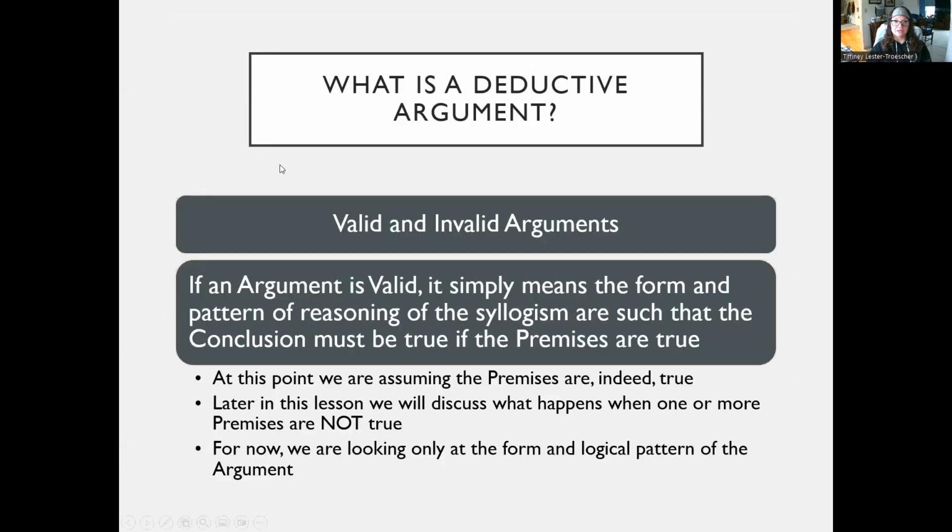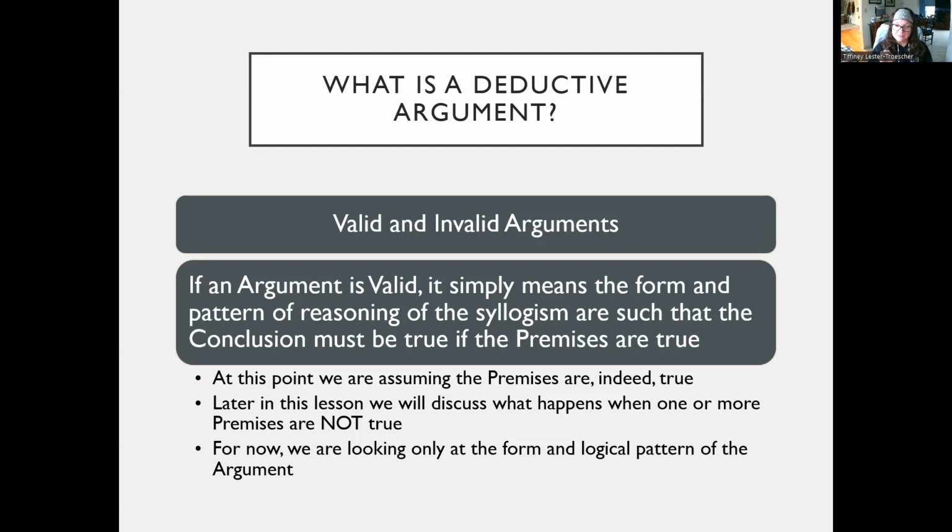So the first thing we want to look at with deductive arguments is whether or not they are valid or invalid. If a deductive argument is valid, it simply means the form and pattern of reasoning in the syllogism are such that the conclusion must be true if the premises are true. And at this point, we are assuming the premises are indeed true. So we look for validity first before we look at the actual information and whether it's correct and accurate.